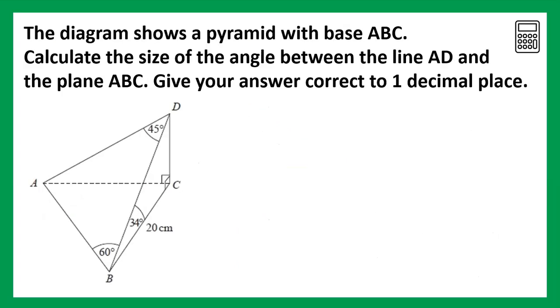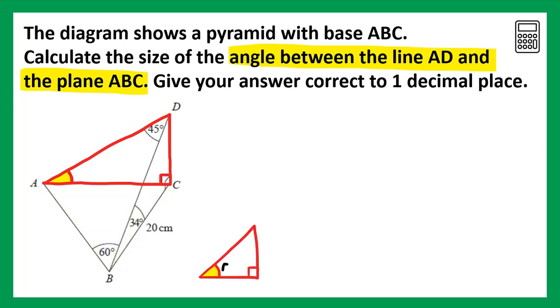Here's the advanced question, one of the trickier questions that you're likely to find on this topic. The diagram shows a pyramid with base ABC, and we need to calculate the size of the angle between the line AD and the plane ABC. The line that runs from A to D is here. This is the plane ABC, so I'll need to run a length across this highlighted base in the same direction as the line AD, which will run across from here to be directly below D. So the overall question is asking me to find this angle formed between them.